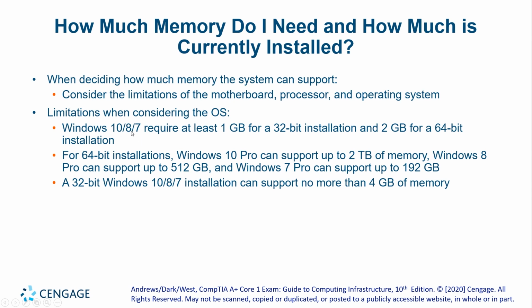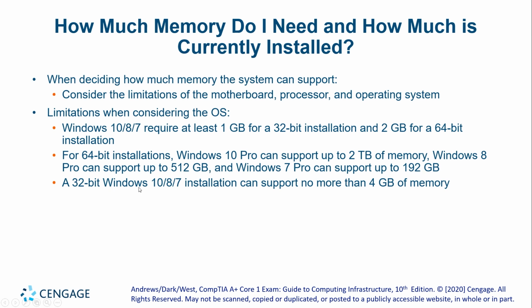Windows 10 or 8 or 7 require at least a gigabyte of RAM for 32-bit, and for 64-bit you need 2 gigabytes of RAM. For 64-bit Windows installation, 10 Pro can support up to 2 terabytes of memory. That's RAM, that's not a hard drive. That is 2 terabytes of RAM. That's a lot of RAM. Windows 8 can support 512 gigs. Windows 7 Pro can support 192 gigs.